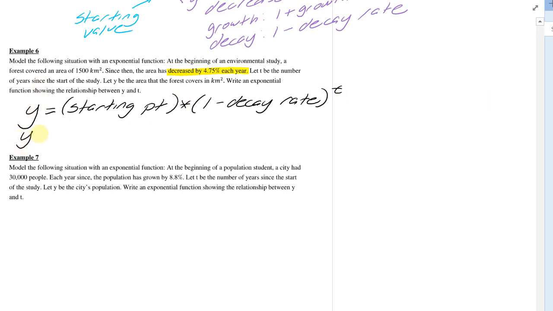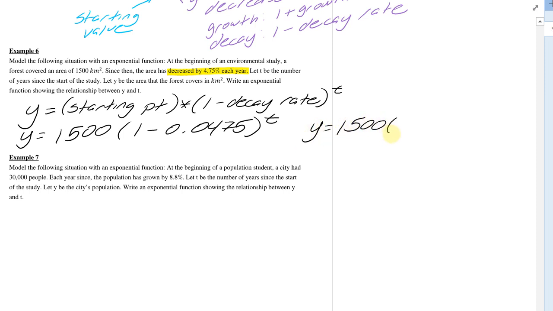So what's our starting point in this? Well, we're told that at the beginning of the study we have 1,500 kilometers squared. So that is our starting point. And then for the decay, you're going to take 1 minus the decay rate, which is 0.0475. Now you just have to simplify this. So the equation that would model this is 1,500 times 0.9525, all of that to the tth power. And that's what we're looking for, to write the exponential function.